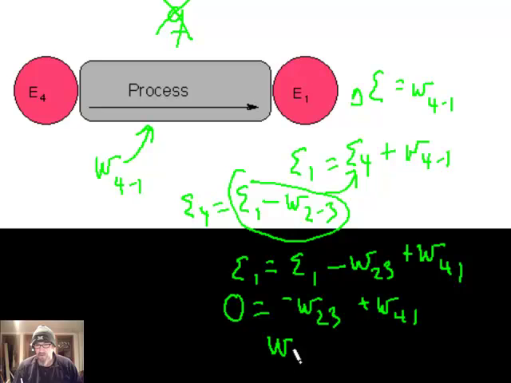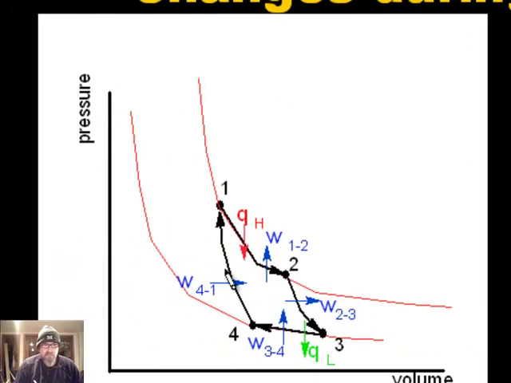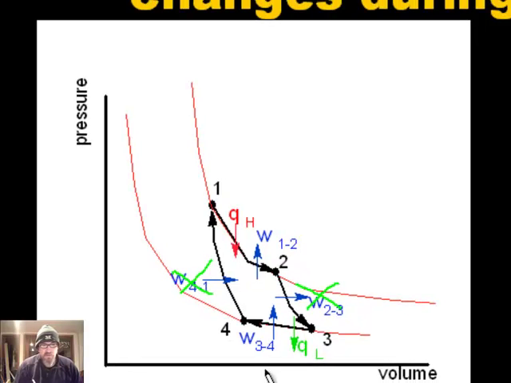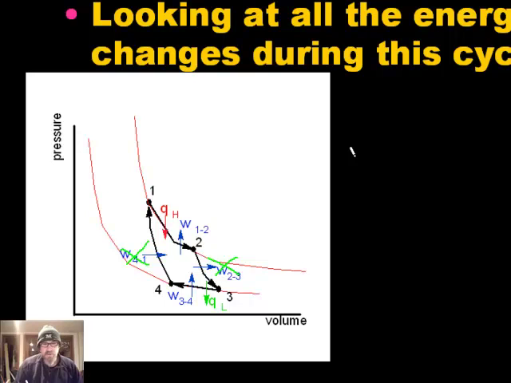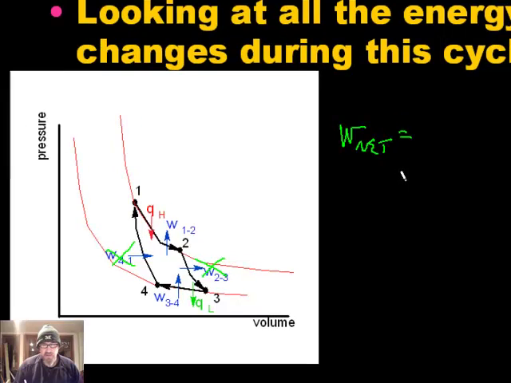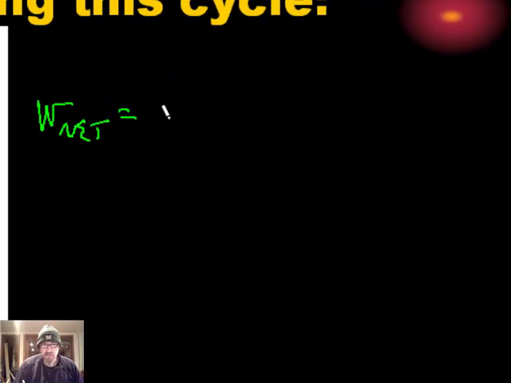So here's what this means ultimately. Work 2,3 is the same as work 4,1. So looking at this cycle now with all of our energy exchanges on there, work 2,3 and work 4,1 are the same. So we can sort of net them out of our equation. The net work done by this system doesn't include those adiabatic expansions and compressions. The net work done on the system is just the work that went out through 1,2 minus the work that went in from stage 3 to stage 4.